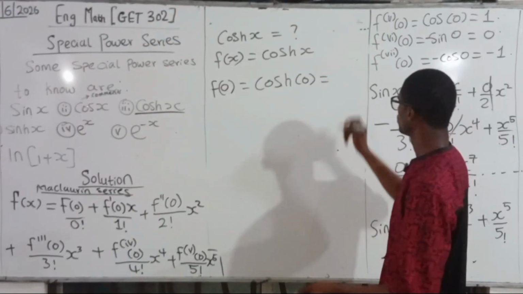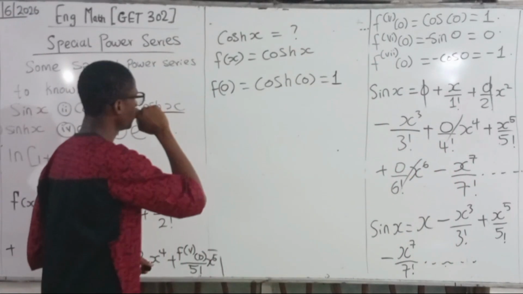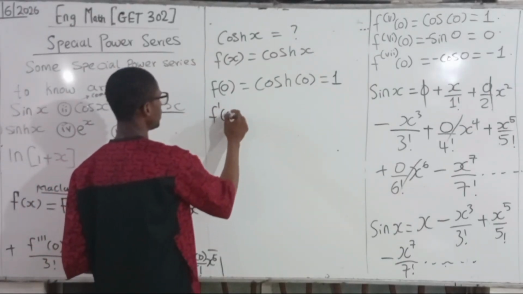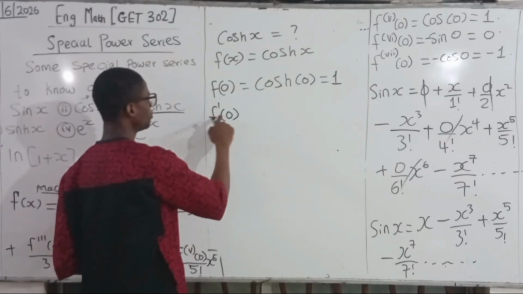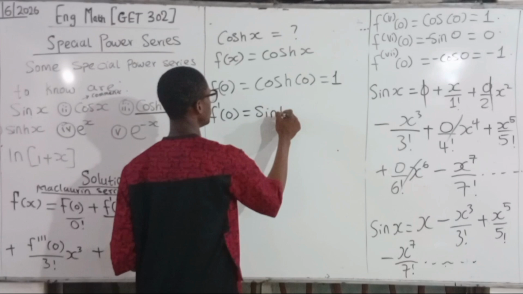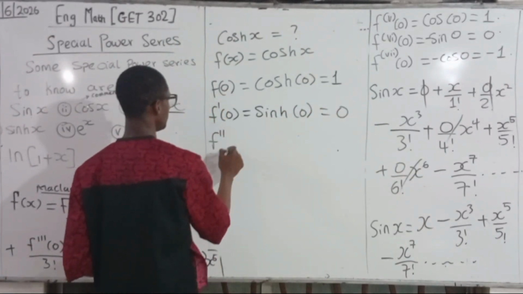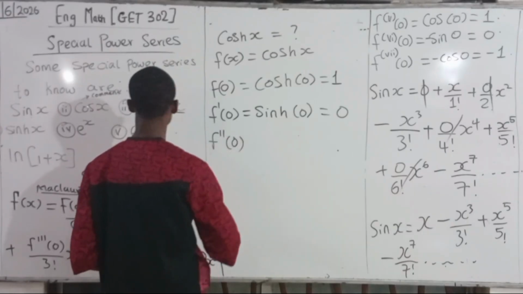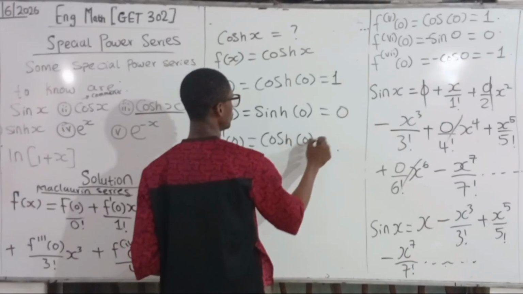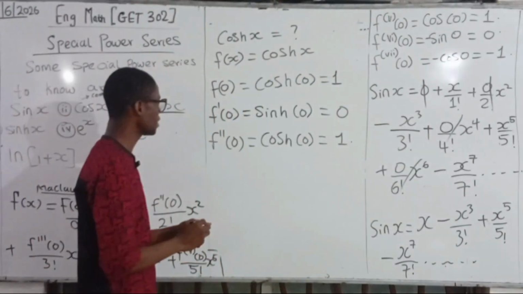Cos 0 is 1. That is what we will get. Then if we look for f prime of 0, it will become sinh 0, which will give you 0. Then f double prime of 0 in this case will become cosh 0 again, which will give you 1, because these are hyperbolic functions.